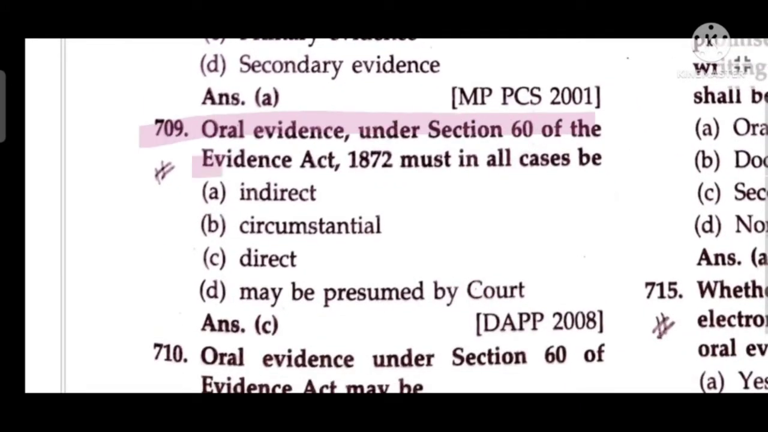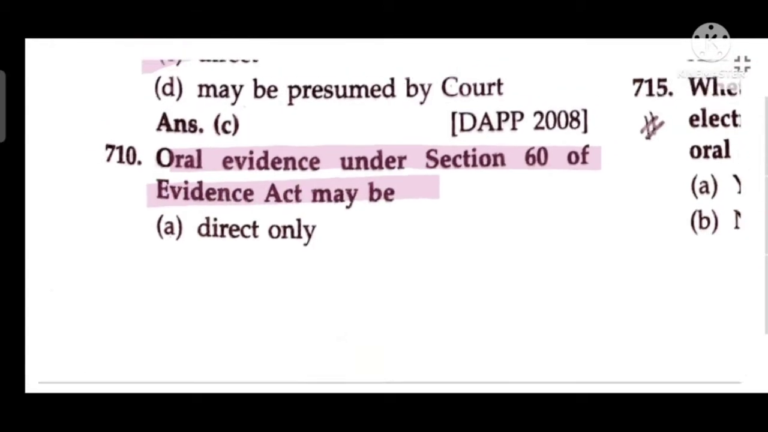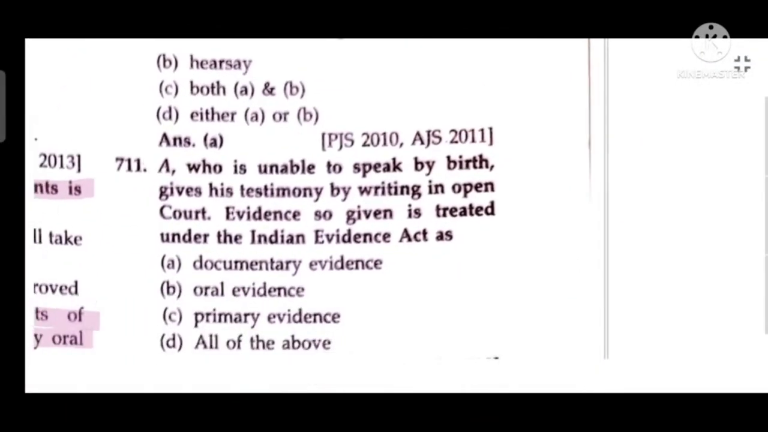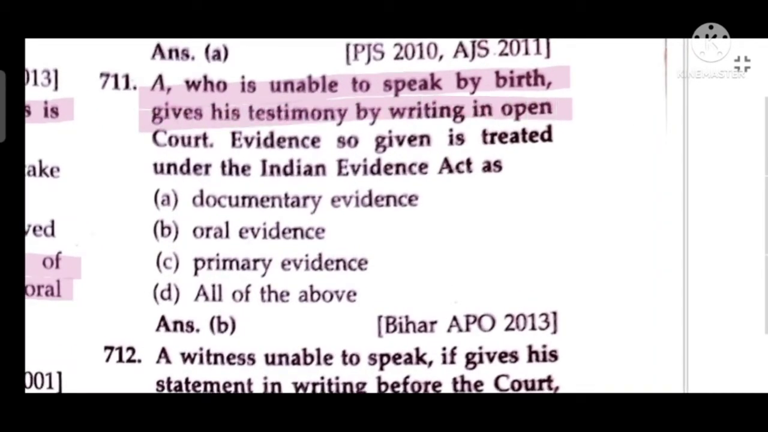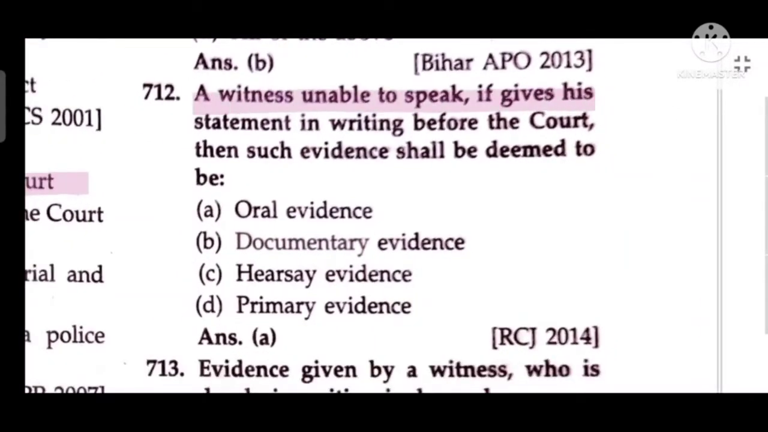Oral evidence under Section 60 of the Indian Evidence Act must in all cases be direct. Oral evidence under Section 60 must be direct only. A person who is unable to speak by birth gives his testimony by writing in open court. Evidence so given is treated under the Indian Evidence Act as oral evidence. If a witness unable to speak gives his statement in writing before the court, such a statement shall be deemed to be oral evidence.